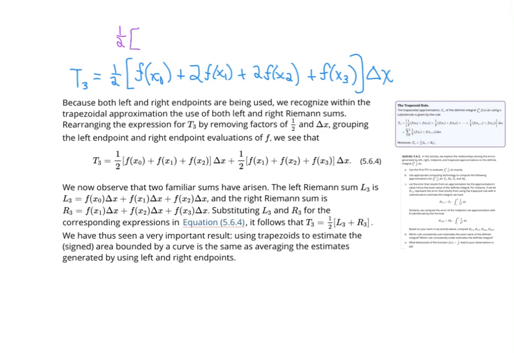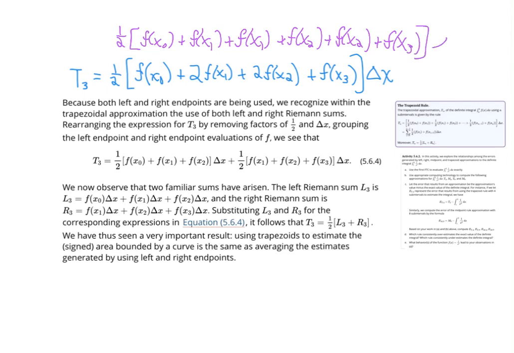The part inside the brackets, I could write that as f of x0 plus f of x1 plus another f of x1 plus f of x2 plus another f of x2 plus f of x3. And again, the whole thing is being multiplied by delta x, and we don't want to forget the 1/2. Okay, why did I write it this way?